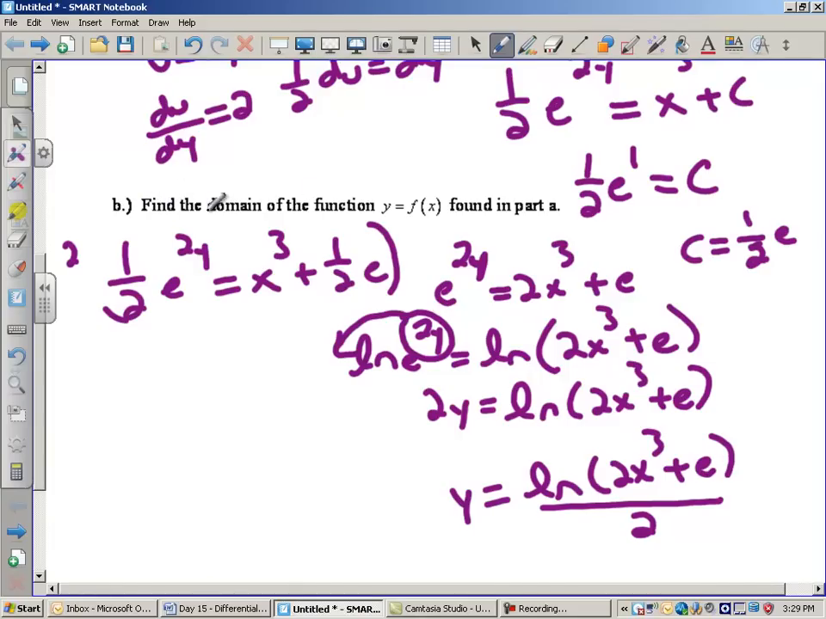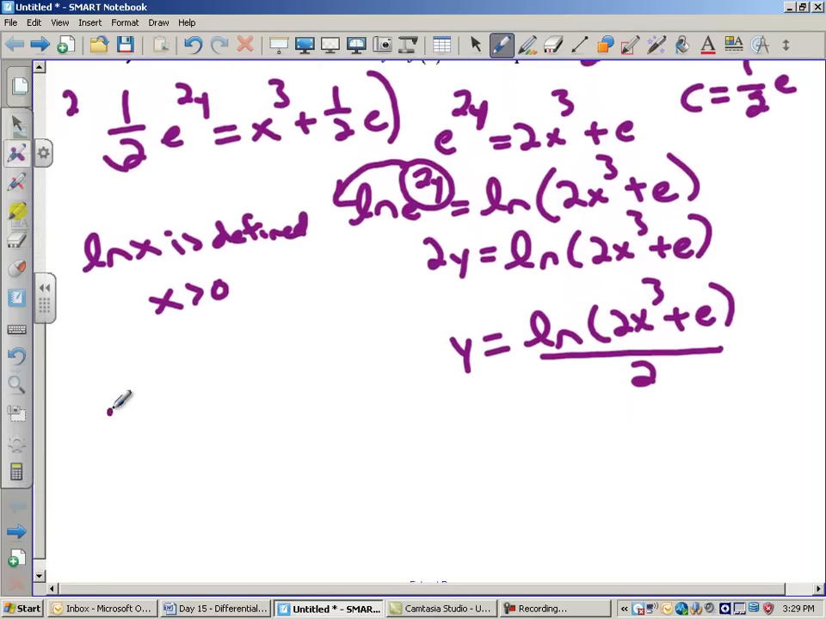Now part B is asking me to find the domain. This is something we haven't looked at before, but it's definitely a potential question. We need to know for what values of x can we use this solution. And we need to look here, and we need to remember that natural log of x is defined only if x is greater than 0. So I need all of this after the natural log to be greater than 0. So I'm going to have 2x cubed plus e must be greater than 0. Keep in mind, if you cube a negative, you get a negative number.